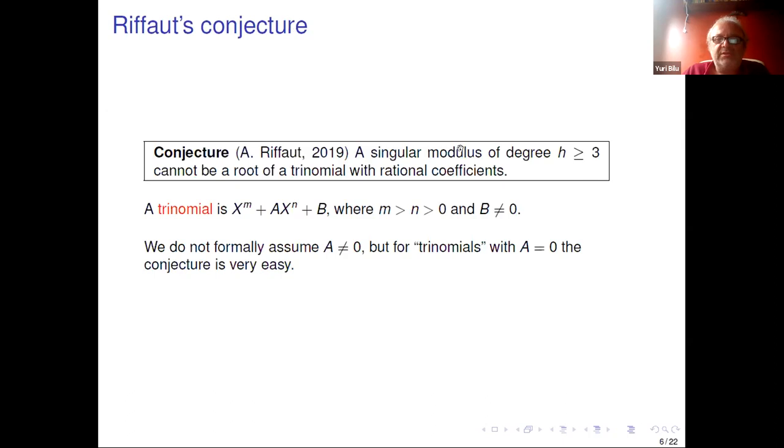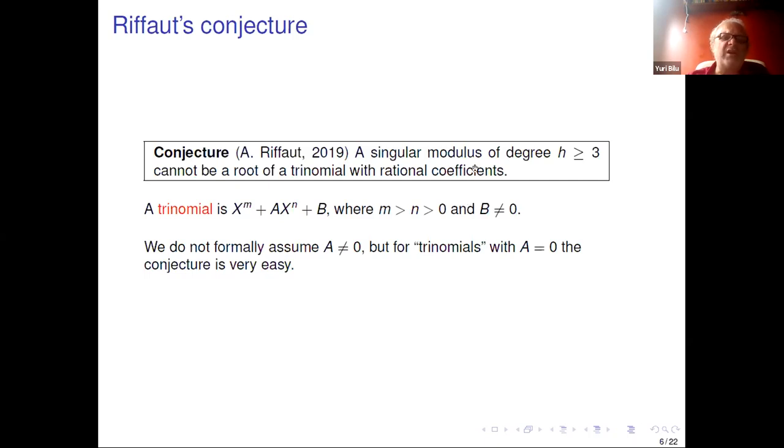Now, what is Rivoal's conjecture? Rivoal conjectured the following: that if we have a singular modulus of degree at least 3, then it cannot be a root of a trinomial with rational coefficients. Let us make the following convention. A trinomial in this talk is this: a polynomial which we assume to be monic, and it has three terms. The biggest degree is m, the middle degree is n, and there is a term of degree 0, the free term. We assume that the free term is indeed there, b is non-zero. We do not formally assume a to be non-zero, but if we eliminate the middle term, we obtain a binomial, so a trinomial with a equal to 0.